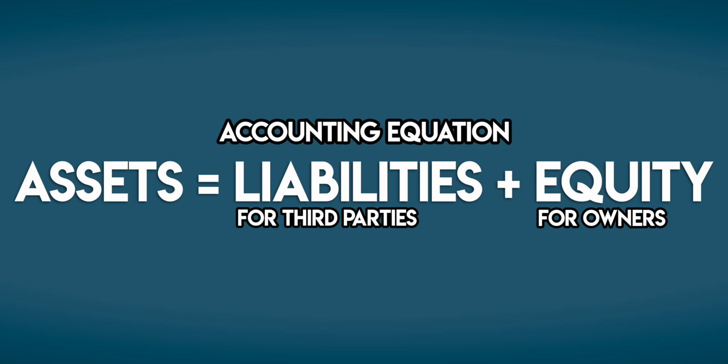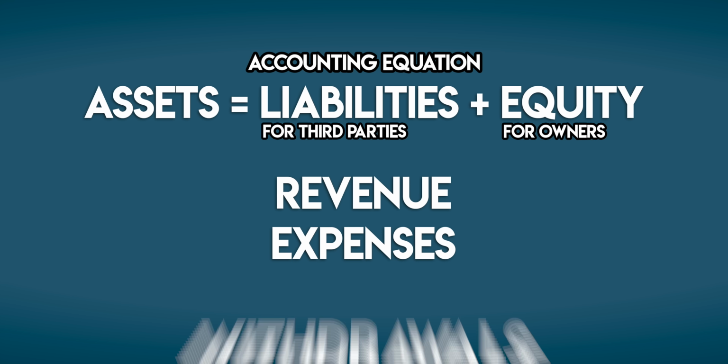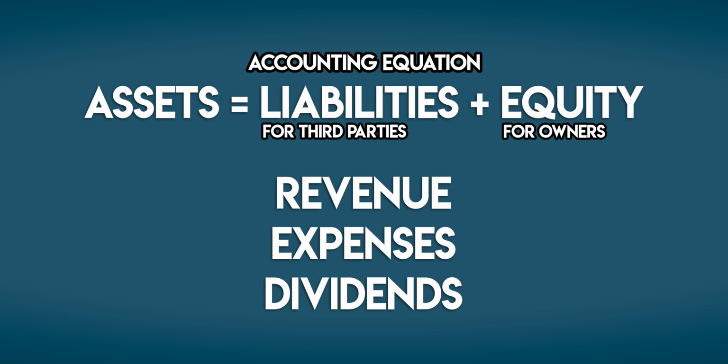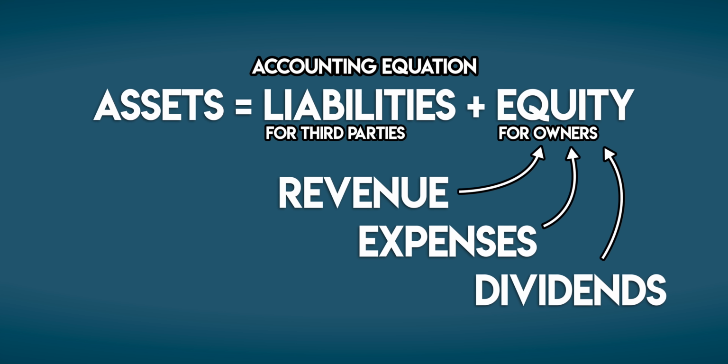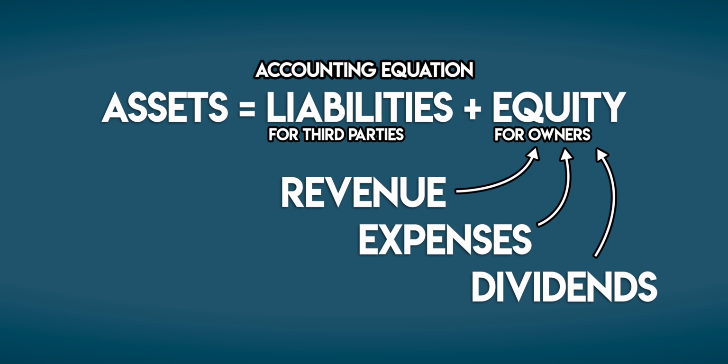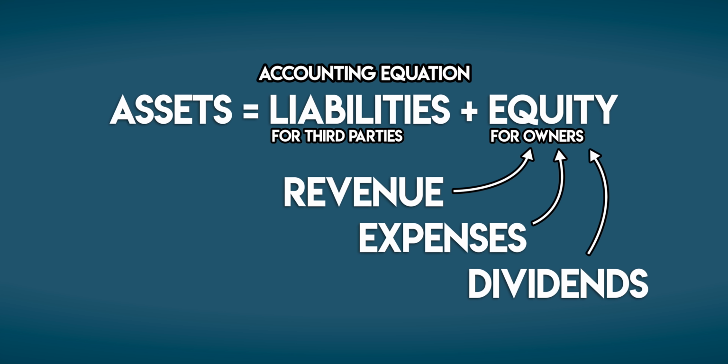Assets, liabilities, and equity, which we already know from the accounting equation. And then there's revenue, expenses, and withdrawals, also known as dividends. These feed into the equity part of the equation. If you'd like to see how and why that works, then you can check out my video on equity. I'll pop a link to that in the description.